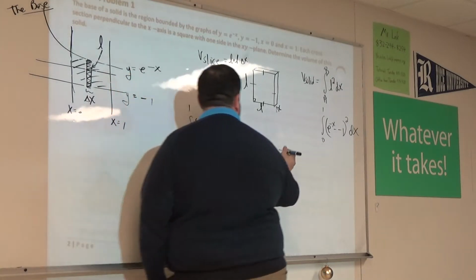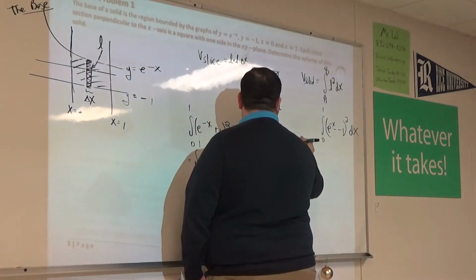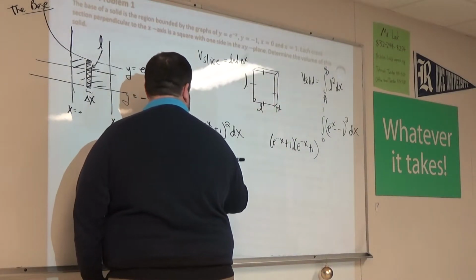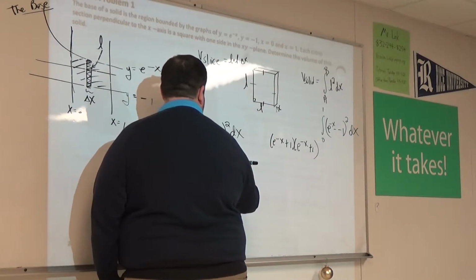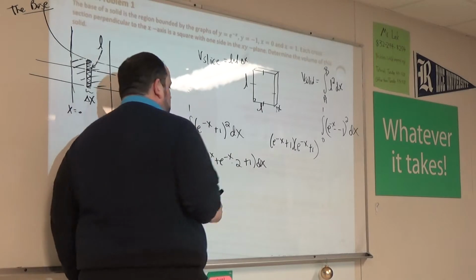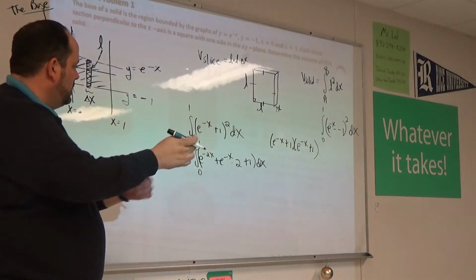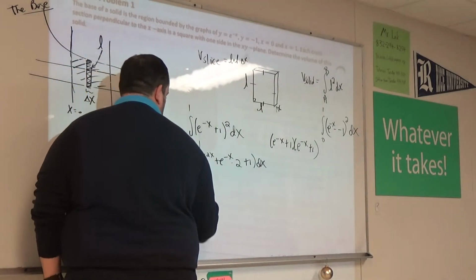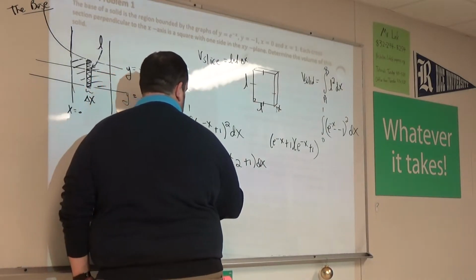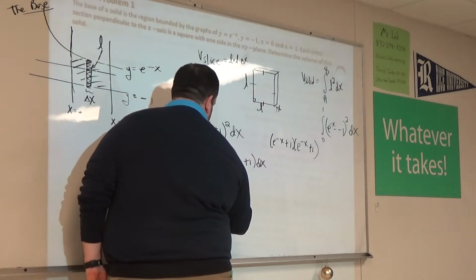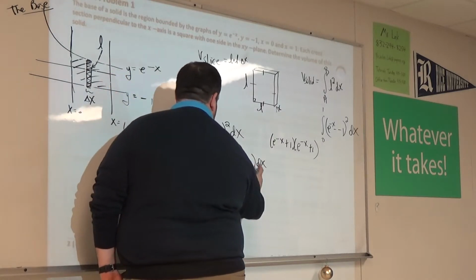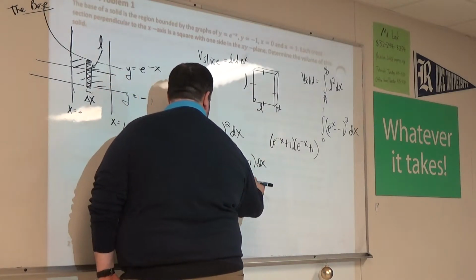E to the negative x plus 1 times e to the negative x plus 1, I would be careful here. E to the negative 2x plus e to the negative x, I'll have that twice, plus 1 with respect to x. Antiderivative of e to the negative 2x is negative a half e to the negative 2x. Antiderivative of e to the negative x is negative e to the negative x, and I've got to double that. Plus the antiderivative of 1 is x.